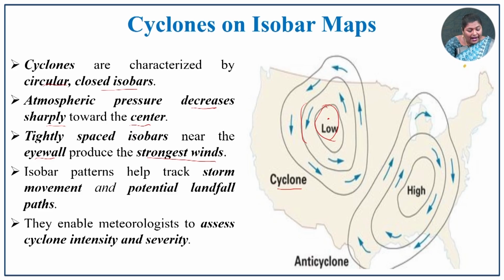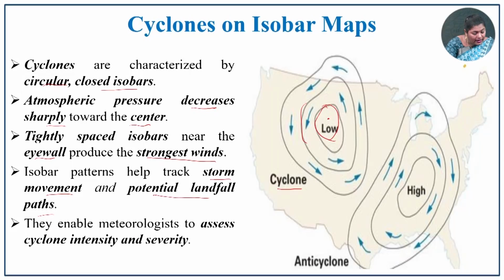The isobar pattern helps to track storm movement and potential land paths. How the storm moves and what path it travels can be identified with the help of these isobars on the map. They enable meteorologists to assess cyclone intensity and severity. Whether a cyclone is intense or somewhat less intense can be read with the help of the spacing of the isobars.